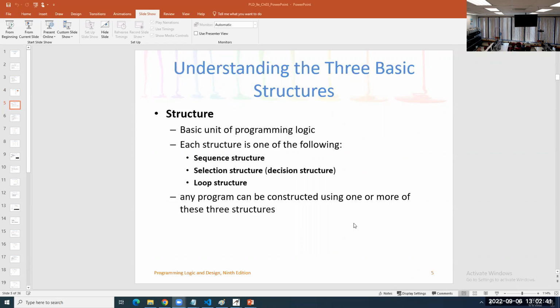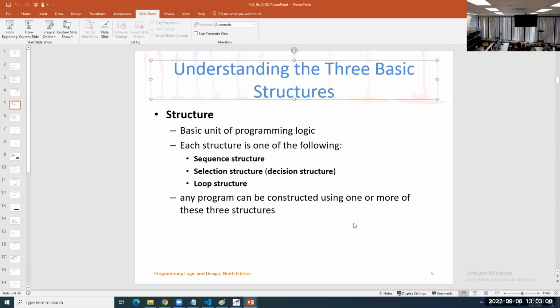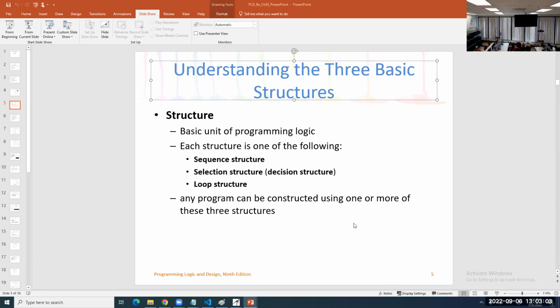So basically, for every program, you have three basic structures here. The first one is the sequence structure. Sequence structure means you do things in order, right? From the first statement to the second one, and the third one, and the fourth one, and so on. The second one is the selection structure, sometimes called the decision structure. In the decision structure, you always break it down into a condition here, right? If the condition is yes, you do something. If the condition is no, you do the other thing. Right? It is a selection.